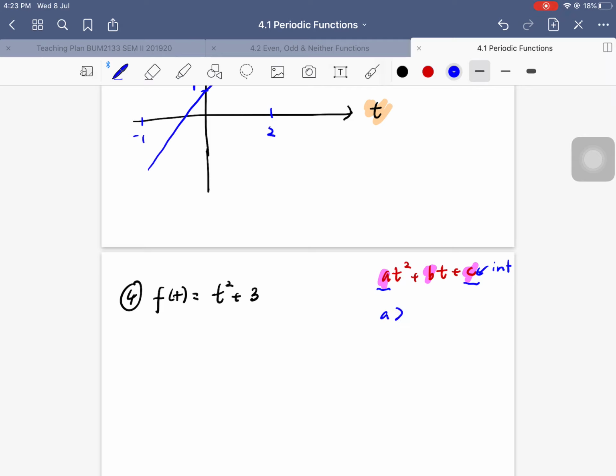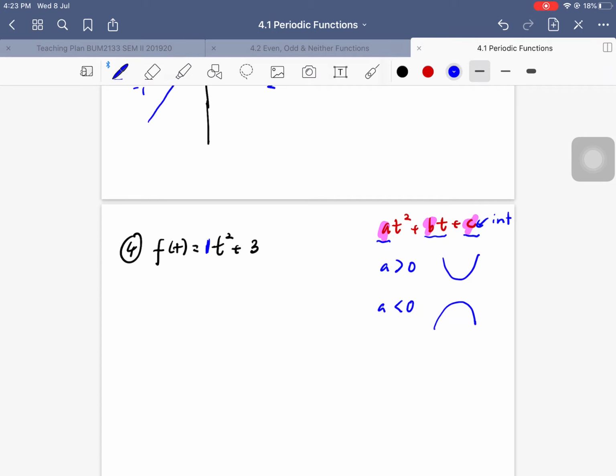So when a is greater than 0, it's going to be a smile graph. It's a concave up graph. And when a is less than 0, it's a negative value, so it's going to be a sour graph or concave down. Okay? So for this case, I have a value of 1 as my a value, right? I don't have a value of b.